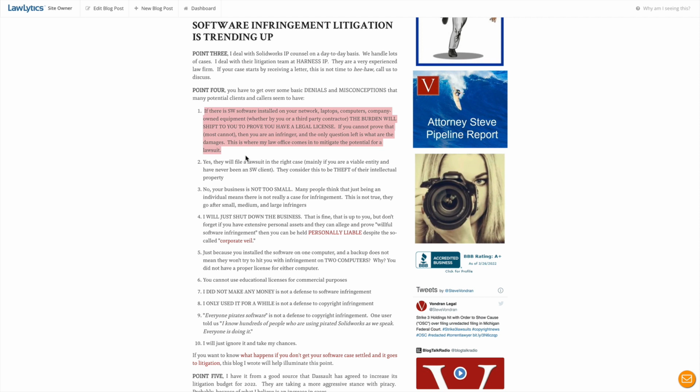Okay, well, I ask people a simple question. Is there software installed on your computers? Yes. Okay, the burden will shift to you to prove you have a legal license. Are you able to do that? No. Okay, well then it's copyright infringement, and the question becomes damages and working out a settlement, and again, hoping they don't sue. They are, from what I am told, ramping up litigation. From what I'm seeing, they are ramping up litigation. So it's not really an area to kind of goof around anymore.